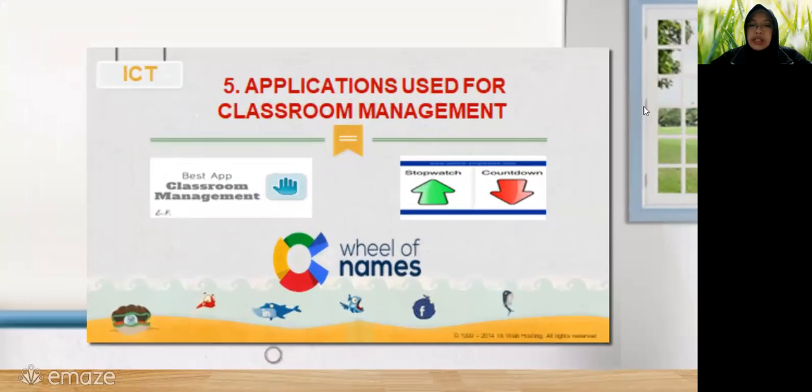The last discussion is application used for classroom management. The applications used are Nohand, Wheel of Names, and online stopwatch. Nohand and Wheel of Names applications are used to pick students' names randomly to answer the teacher's question, while online stopwatch is used to manage the time during students working on the task in the class.